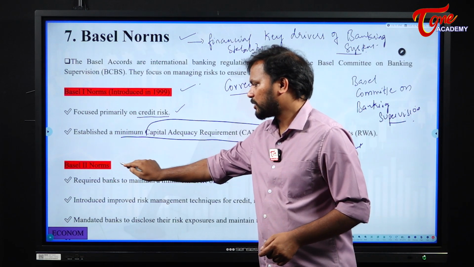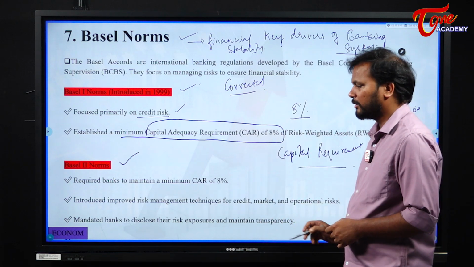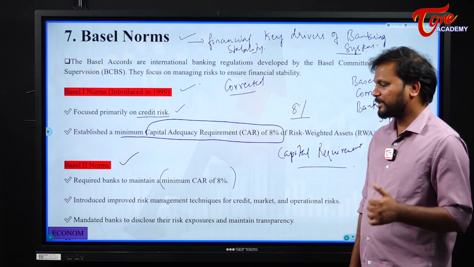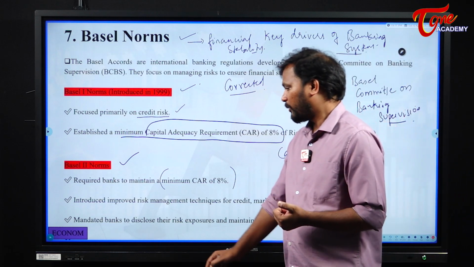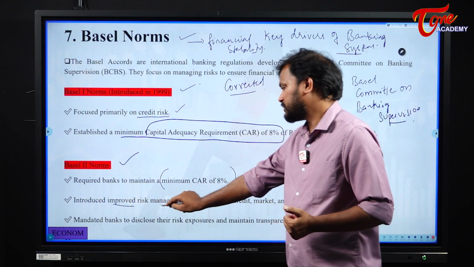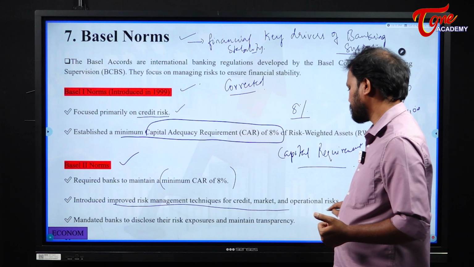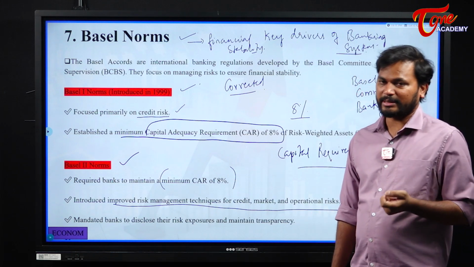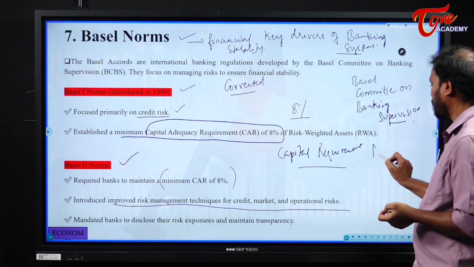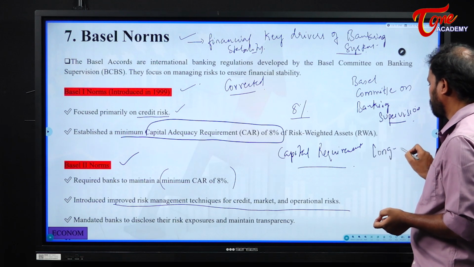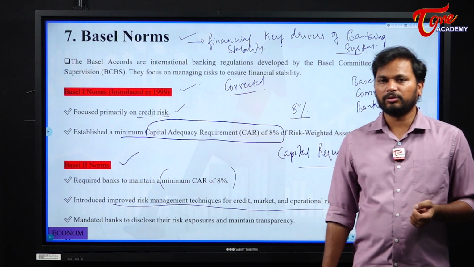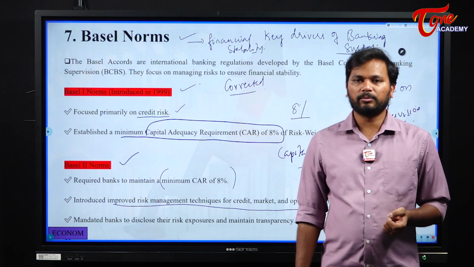Next, we also have the Basel 2 norms, where the banks need to maintain a minimum capital adequacy ratio of 8%. That is one provision. It introduced improved risk management techniques. What are those techniques? Not providing the long-term loan. Yes, the long-term loan will create more revenue. The long-term loan will create more interest.